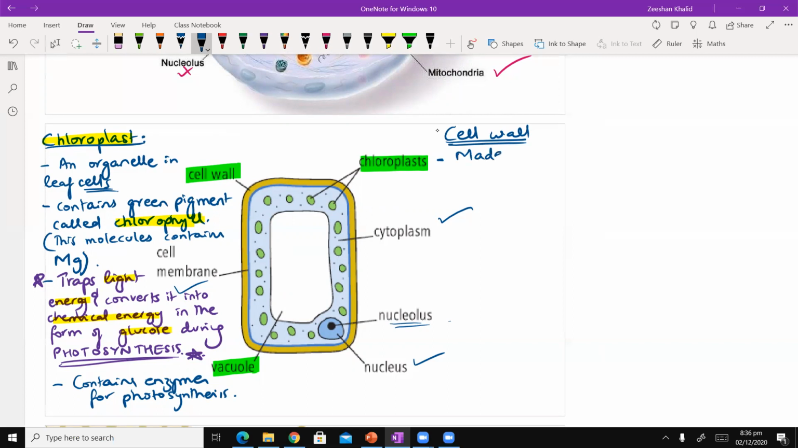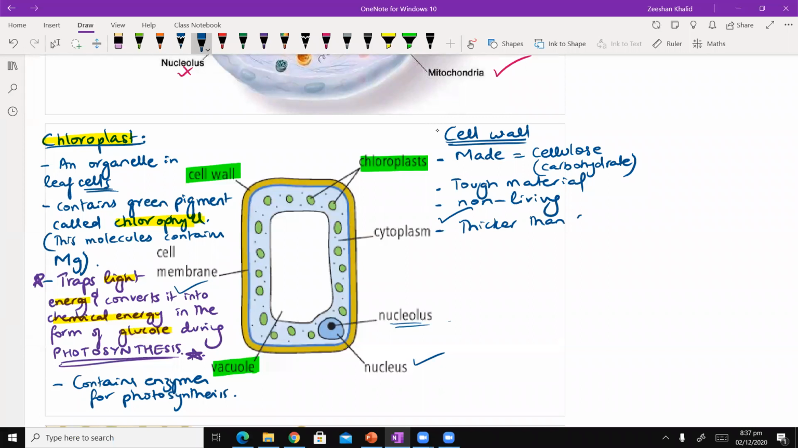Cell wall is made of something which is known as cellulose. And just remember that cellulose is a carbohydrate, okay? In terms of class of food, it's a carbohydrate, and it's a tough material. Since it's a tough material, it is also non-living, okay? Unlike the cell membrane, it's non-living, and it is thicker than the cell membrane. Okay? And then it is non-elastic.